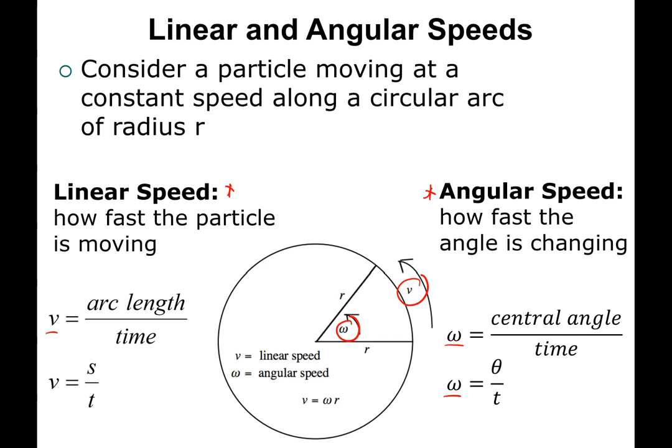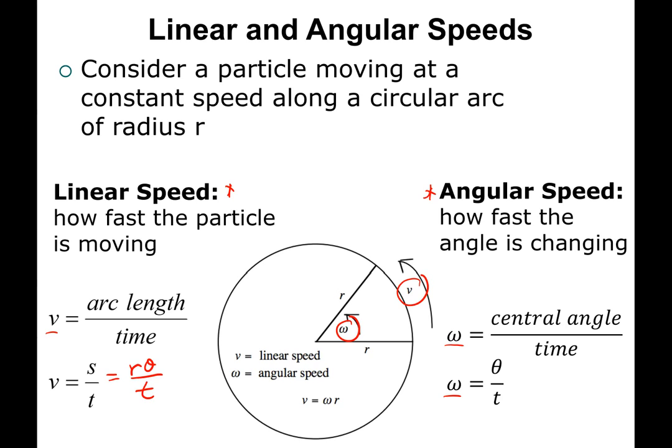And again, you're always going to be talking about angular speed, how fast that central angle is changing. Something that we now want to consider here is the linear speed formula. So V is equal to S over T. If you remember, S is arc length, and arc length was equal to R theta. So we're going to make that replacement.